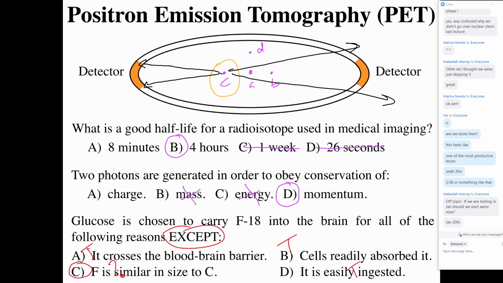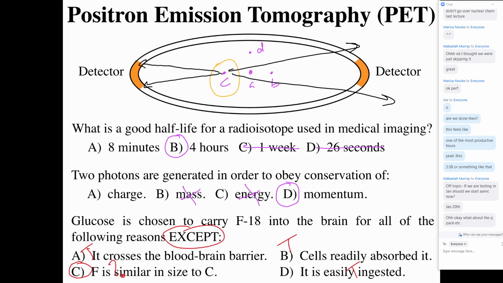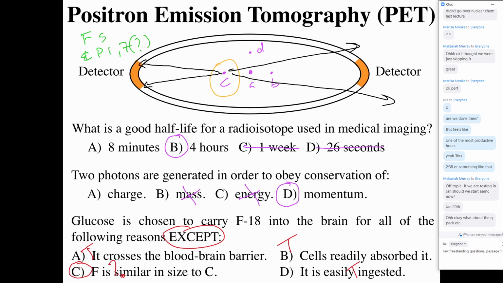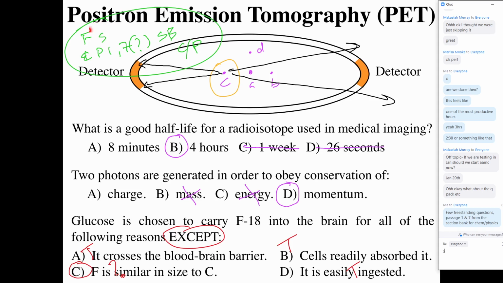Okay, and something I saw popped up in Discord, so I just want to touch on this because we're all here. What I'm going to do for WMC, there's no way I'm going to mess up your full-length test. That would be foolish. I'm going to do a few freestanding questions, and passage 1, and I think it's 7 from the section bank for chem physics. So it's altogether 18 questions, and I'm going to specifically go over the freestanding ones first to say, this is how they write questions.